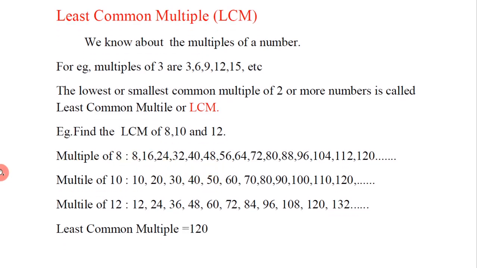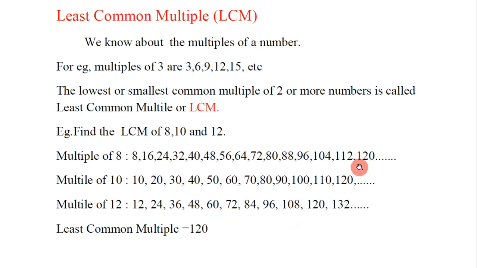For example, find the least common multiple of 8, 10 and 12. So list the multiples of 8, that is 8 into 1, 8 into 2, etc. So go on, write like this. I have written up to 120. Then multiples of 10: 10, 20, 30, etc. Multiples of 12: 12, 24, 36, etc.